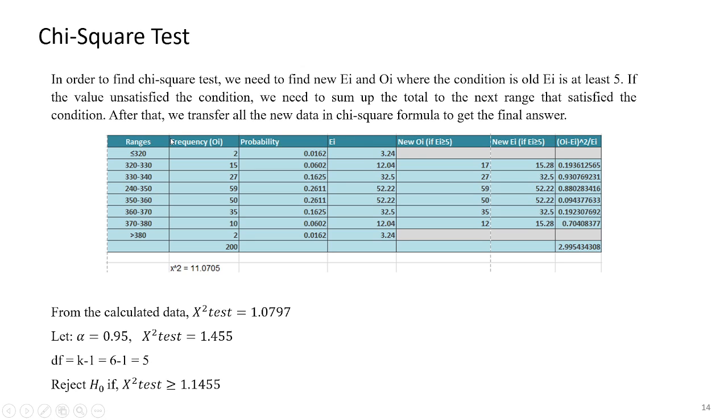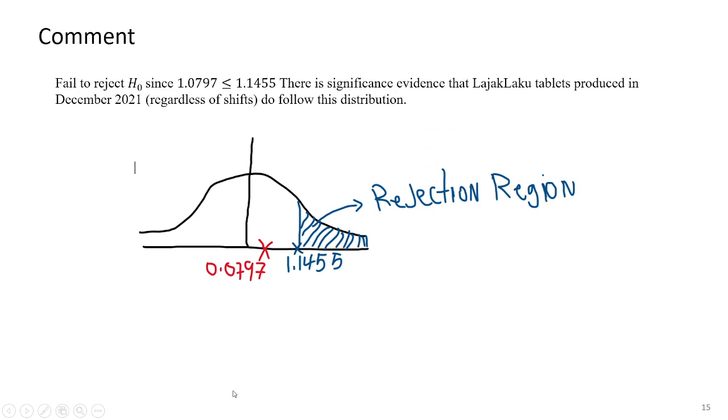So here you can see in this chart there is the new OI and the new EI and this formula. So from the calculated data, we're taking alpha equals 0.95, so the value of x squared test is 1.455, and so the hypothesis statement will be reject h naught if x squared test is greater than 1.1455.